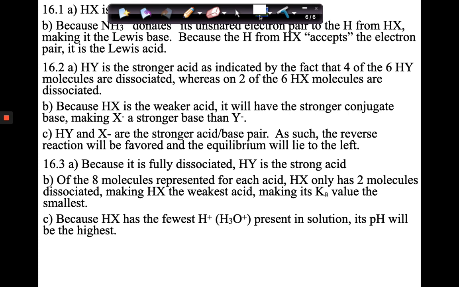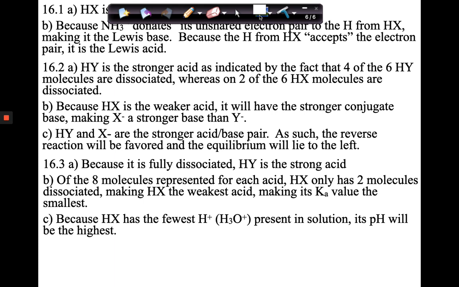Okay, so we're thinking Kc is products over reactants. So 4 over 8, which is 0.5, which is less than 1. That would mean reactants are bigger, so it lies to the left. Yeah, that's what we... Oh.